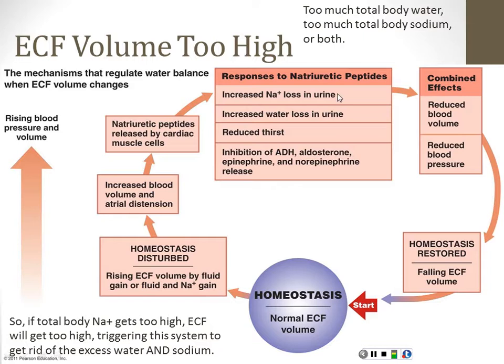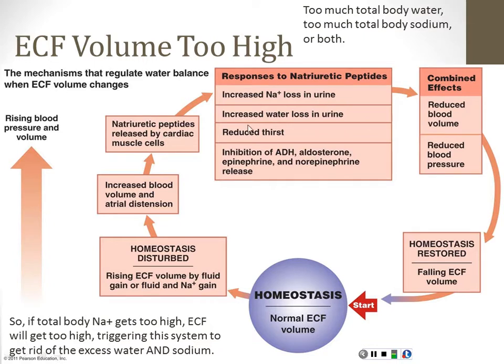Now, water follows salt. We learned that the other day. So if you're losing salt in your urine, you're going to lose water in your urine too, because the water follows along behind the salt. So now we have an increase in sodium excretion and an increase in water excretion, both. Those things are going to result in a reduction in blood volume. If urine goes out, that water goes out of you. So the initial problem, which is having too much water in the body, is addressed.